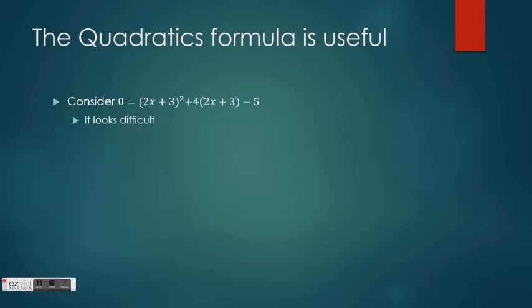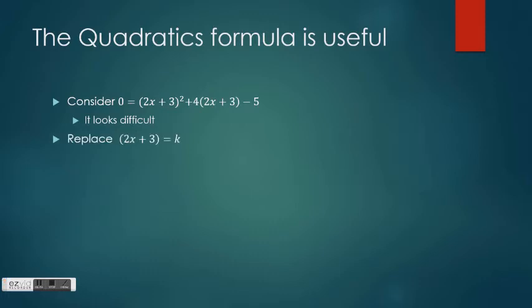So let's look at this equation. We have 0 equals (2x plus 3) squared plus 4 times (2x plus 3) minus 5. Looks pretty difficult. You could factor out and distribute the first half, distribute the second half, combine like terms, and then solve it from there. That is perfectly acceptable and it will work.